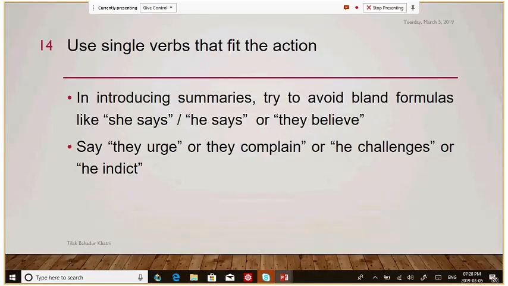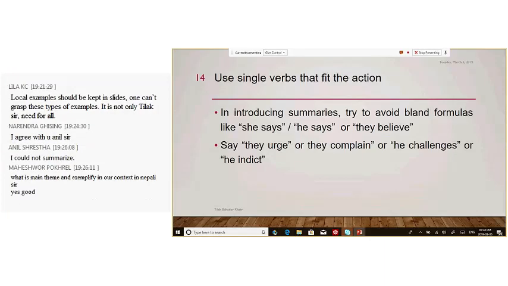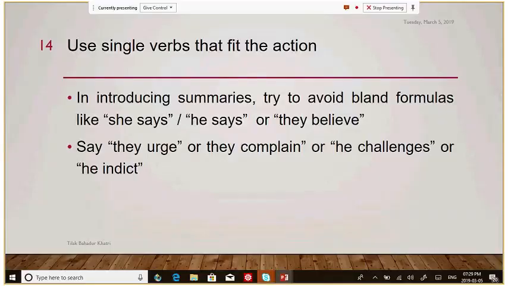Use a single verb that fits the action. We should use single verbs if possible to make the summary short, sweet and clear. In introducing a summary, try to avoid blank formulas like she says, he says, or they believe. Say they ask, or they complain, or he challenges, or he indicts.